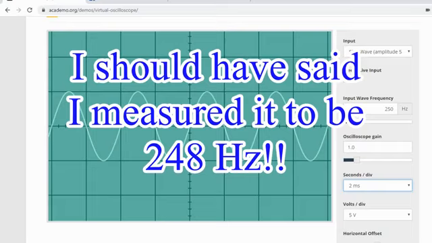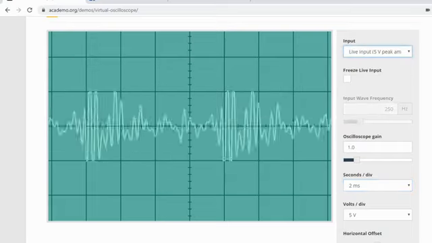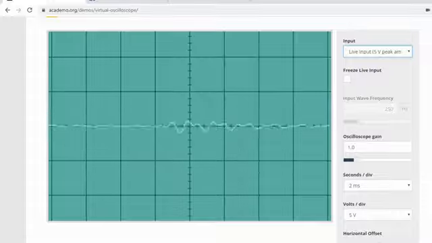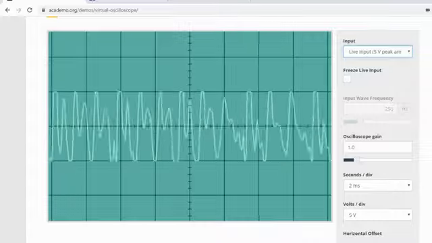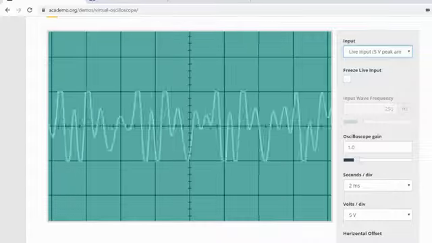And now what I'm going to do is go back to live input. I'm going to whistle, because I can get a pure tone when I whistle. Watch this. Isn't that cool? You see almost a perfect wave.